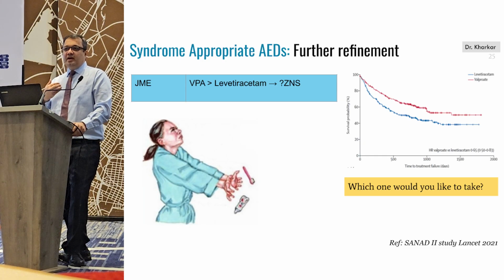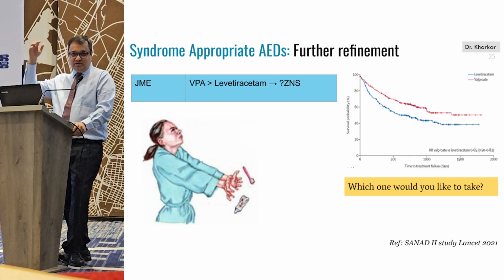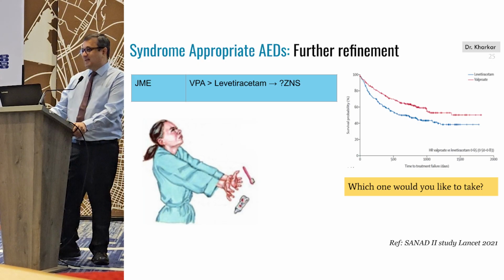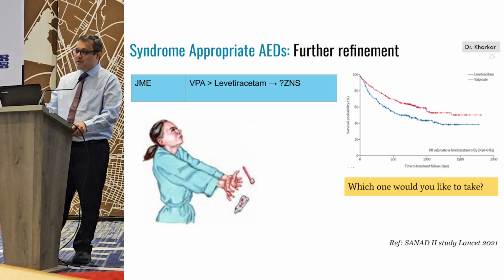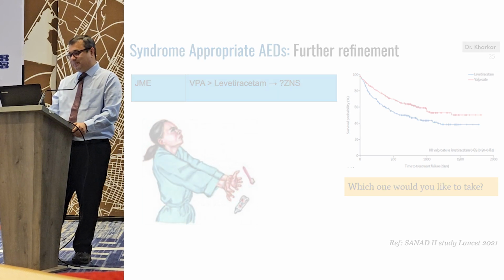But let's say I had epilepsy, you had juvenile myoclonic epilepsy. Which medication would you like to take? Would you like to take Valproate or would you like to take Levetiracetam? Anybody who would like to start with Valproate for yourself? You are 10 people, so... but Valproate has a lot of side effects, and that's why you might want to avoid it.